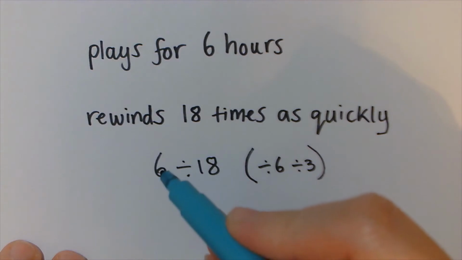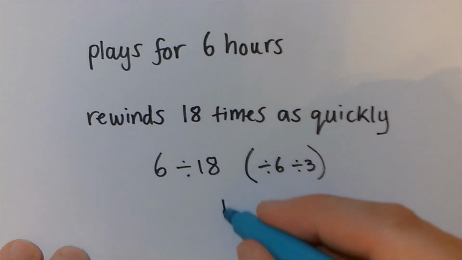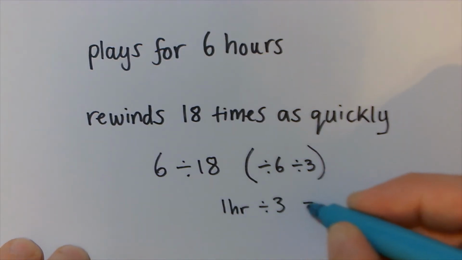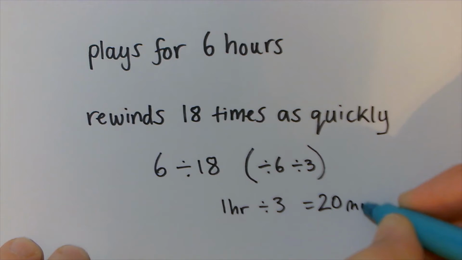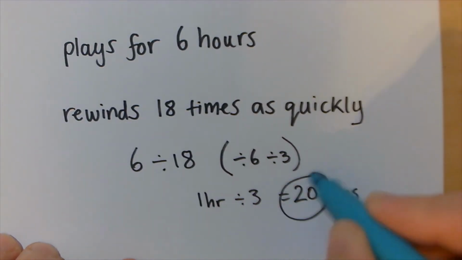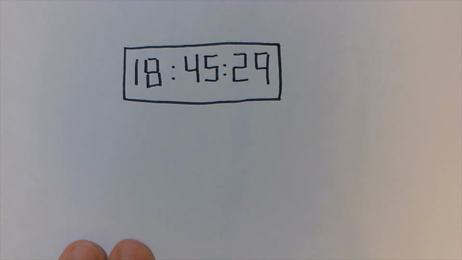But 6 hours divided by 6 is 1 hour. And if I've got 1 hour divided into 3 bits, it equals 20 minutes. So the answer to rewind the tape was 20 minutes. Well done if you got that right. And this one's for big boys and girls. Okay, now this one will take a little bit of thinking.